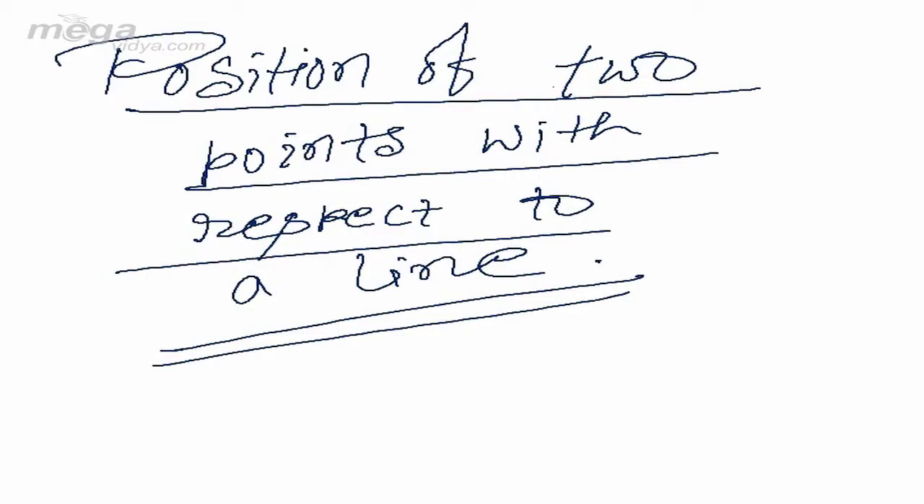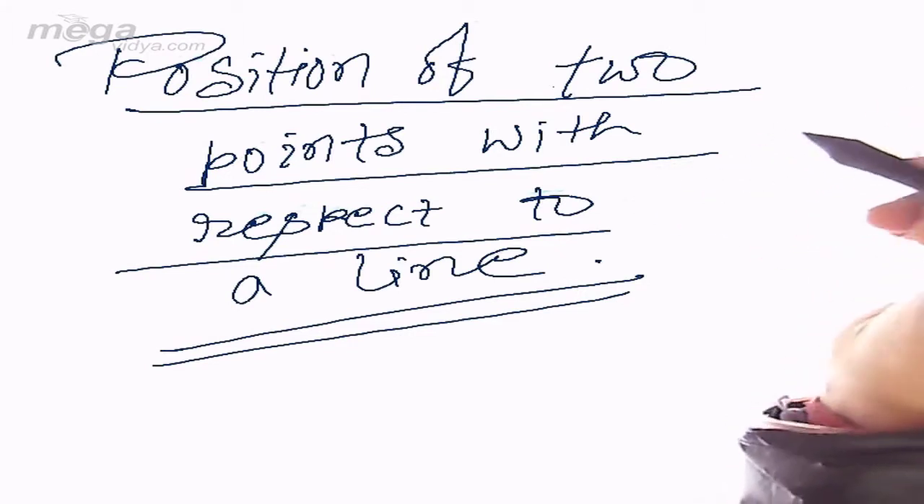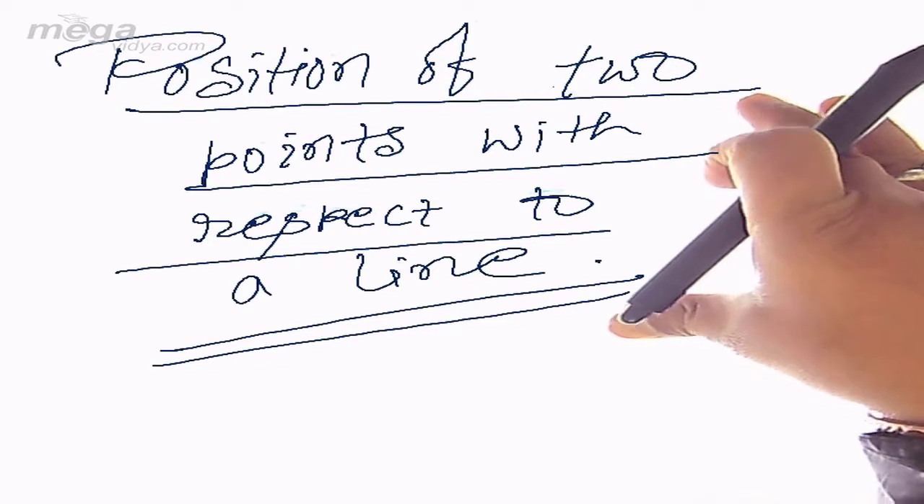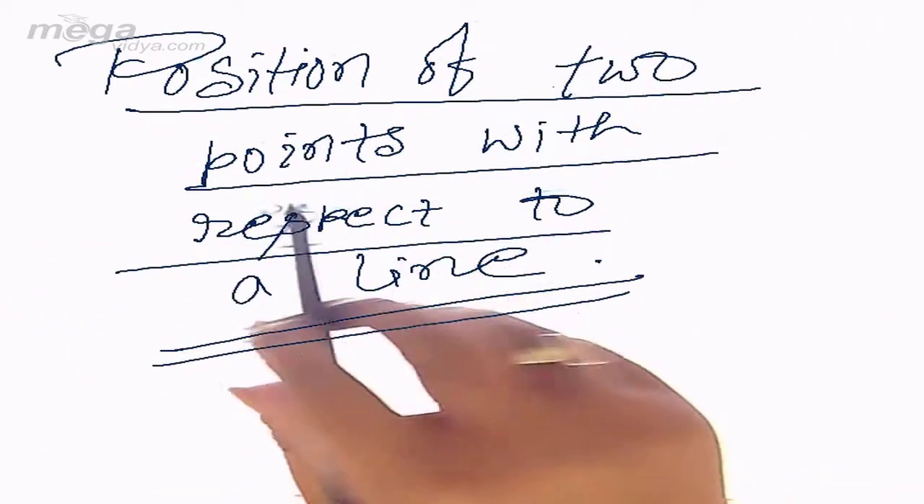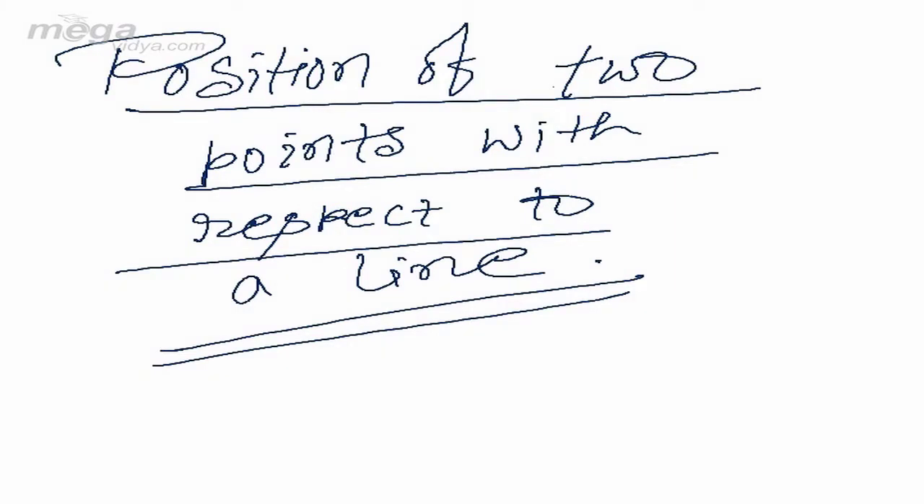Position of 2 points with respect to a straight line. In this section, we will check whether 2 points lie on the opposite side of a line or on the same side of a line. This is the main aim of this topic, position of 2 points with respect to a line, whether those 2 points will lie.